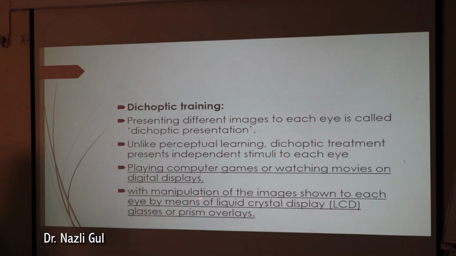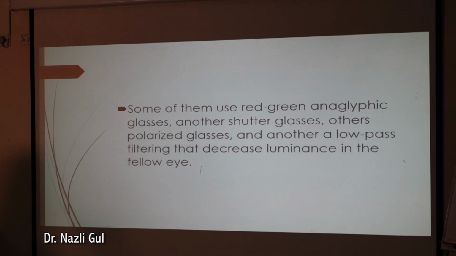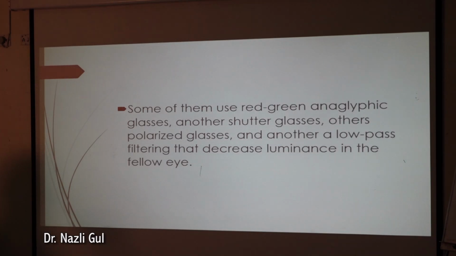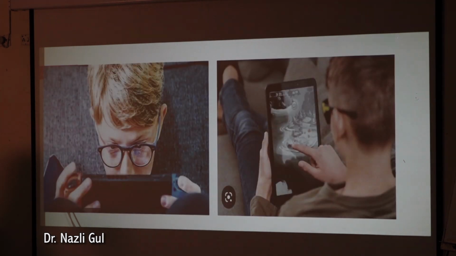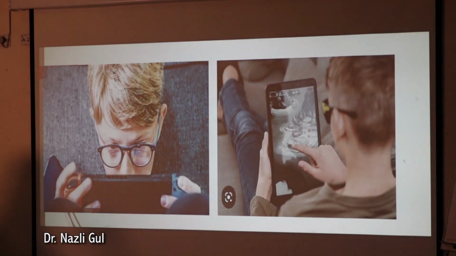And this involves playing computer games or watching movies on digital displays, with manipulation of the images shown to each eye by means of LCD glasses or prism overlays. Some of them use red-green glasses, some use shutter glasses, others use polaroid glasses. They decrease the luminance in the fellow eye. These are the different games; the child wears the glasses, and these games are played on an iPad or digital screen.